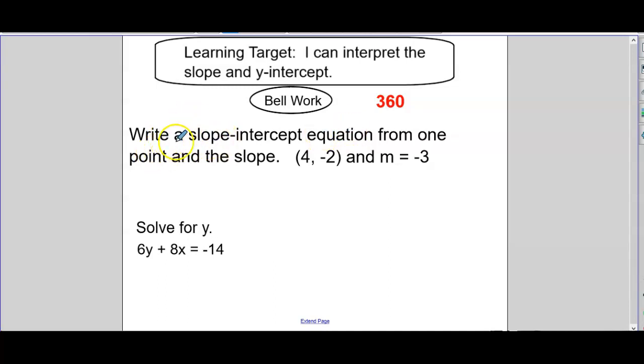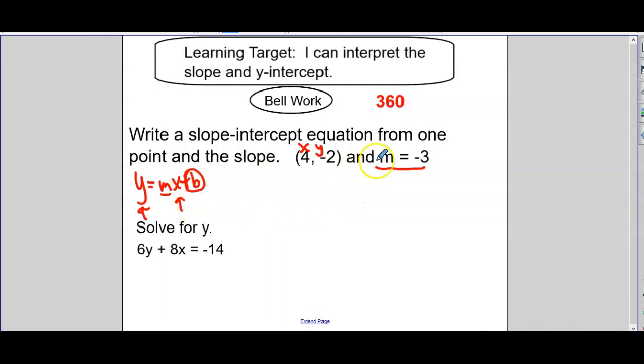All right, so what they want us to do first here in this bell work to start with our notes here, next page in our notes, is to write a slope-intercept equation from one point in the slope. So remember, we're thinking y equals mx plus b, right? And in this case, we know the slope, we know the m value, okay? We have an x and y that we can plug in here for x and plug in for y. So what we're really solving for is the intercept part of this, and then we can rewrite our final answer in that slope-intercept form.